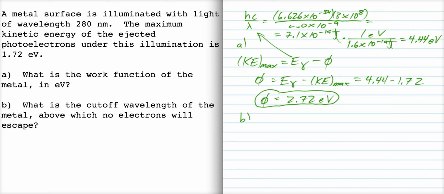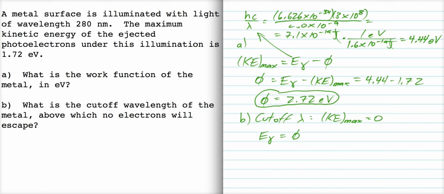Now part B asks, what's the cutoff wavelength? Well, cutoff wavelength is gotten when the maximum kinetic energy of the escaping electrons is 0. That is, the electrons escape, but just barely. They've got absolutely no extra energy to spare when they escape. And so the energy of the incident photons is just equal to the work function.